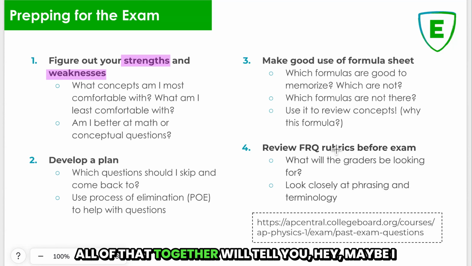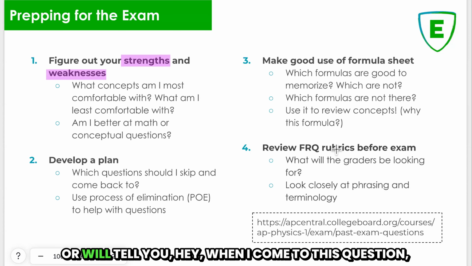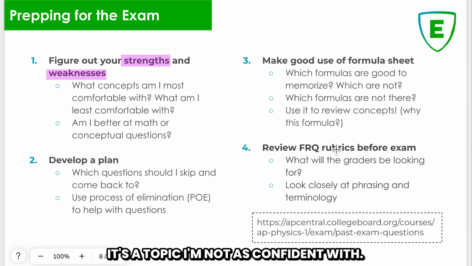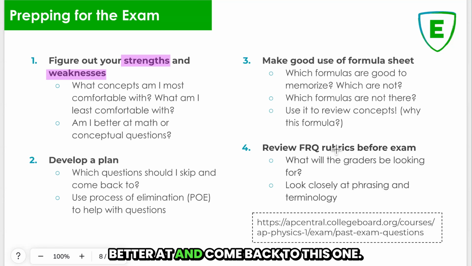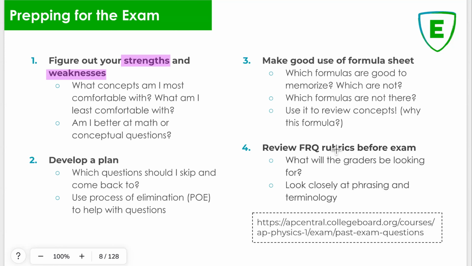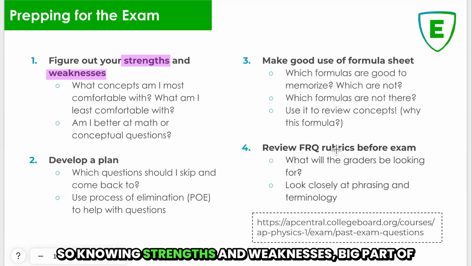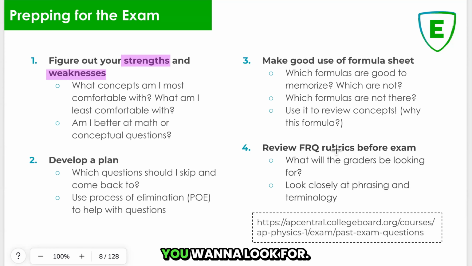All of that together will tell you, hey, maybe I need to put more study time towards this topic. Or will tell you, hey, when I come to this question, it's a topic I'm not as confident with. Maybe it's best to just skip it, find another I'm better at, and come back to this one. Okay. So knowing strengths and weaknesses, big part of what you want to look for.